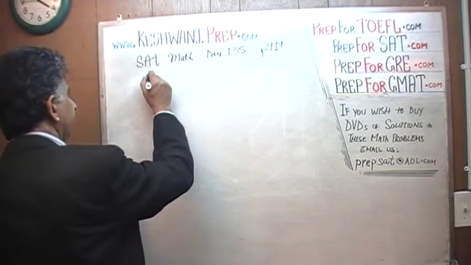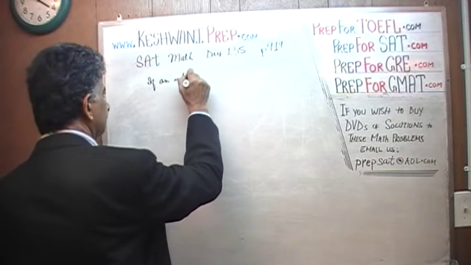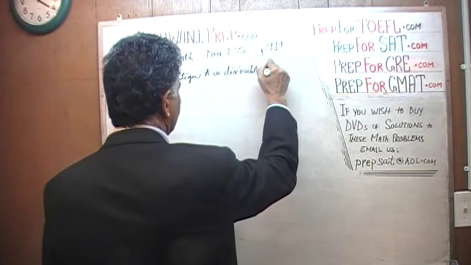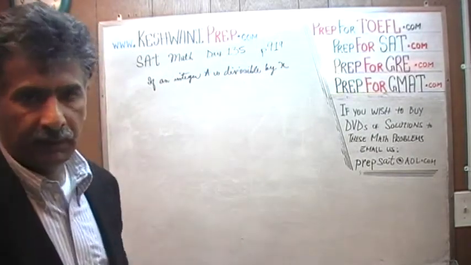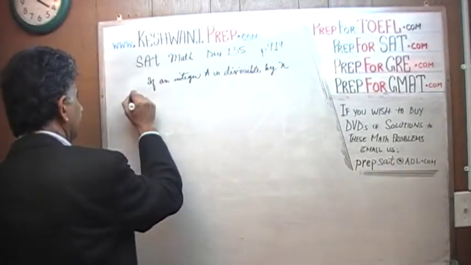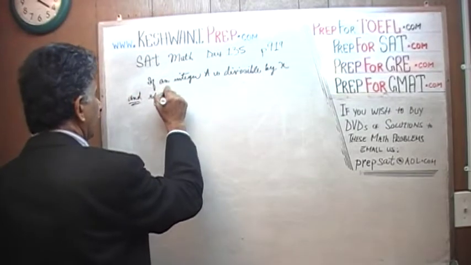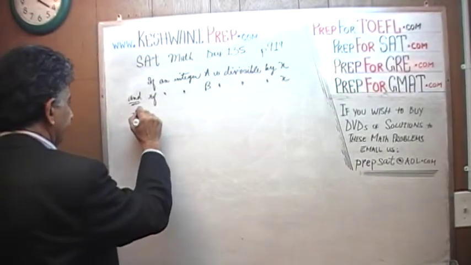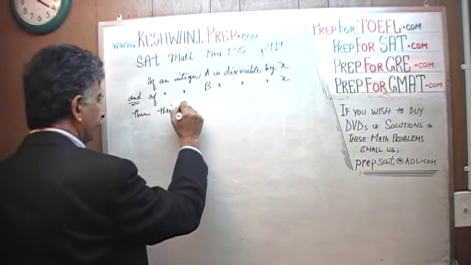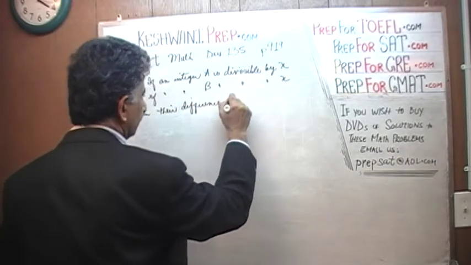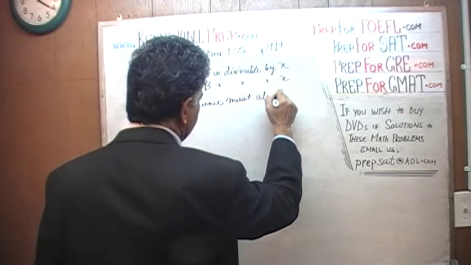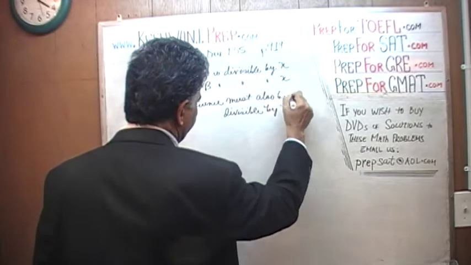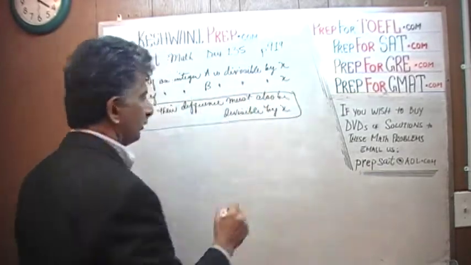Here's the concept. If an integer a is divisible by x, if we are given a quantity a and we are told that it is divisible by x, and if an integer b is divisible by x, then their difference must also be divisible by x. This is what we need to understand.